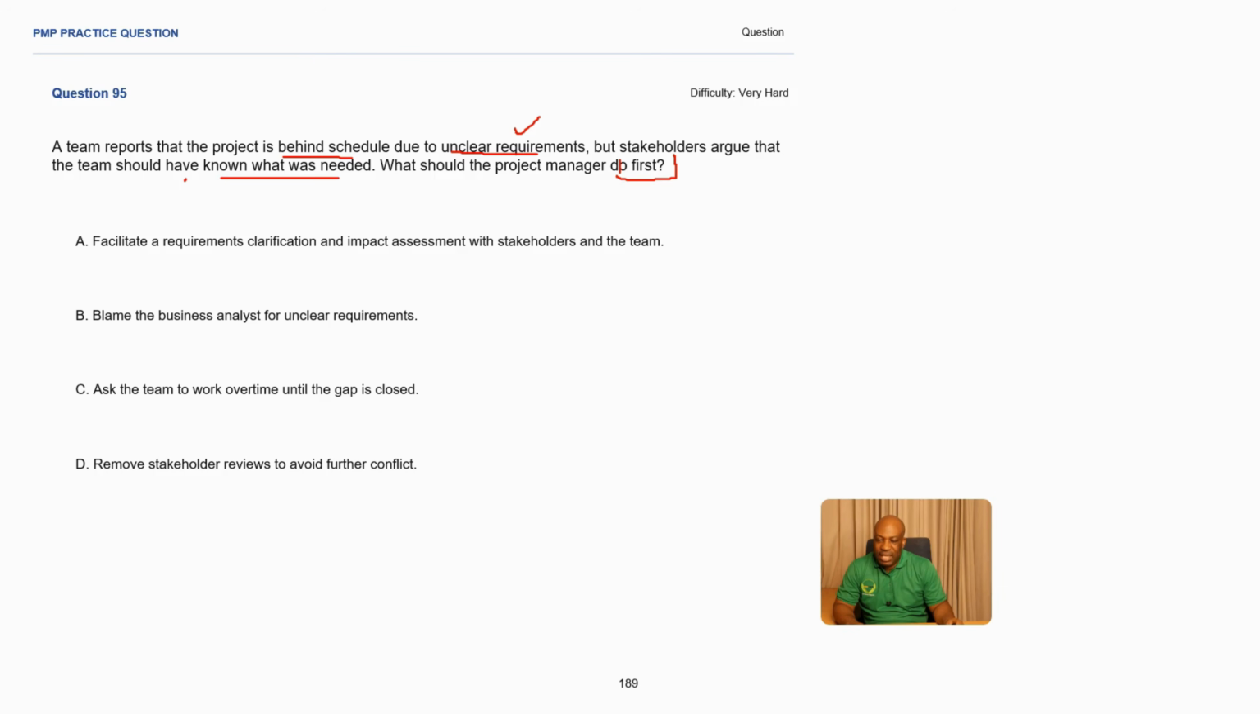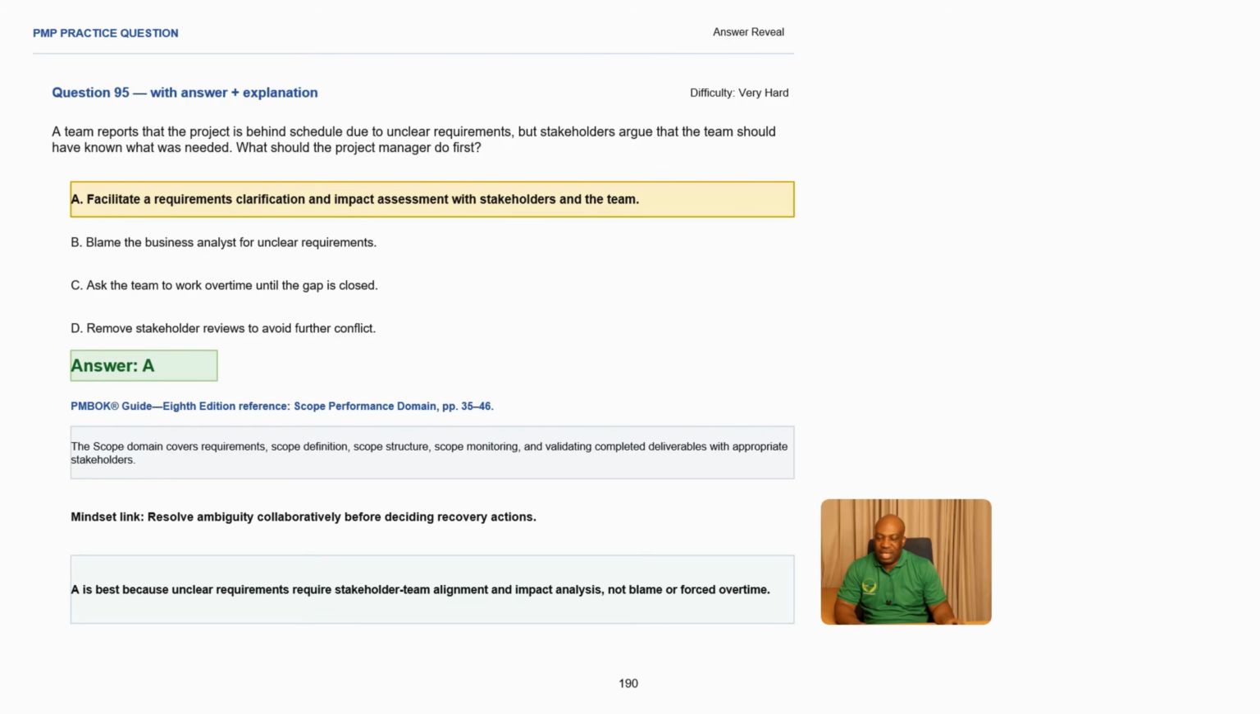A, facilitate a requirements clarification and impact assessment with stakeholders. I like the word facilitate. The moment you bring people together, you end up with a best solution. Blame the business analyst and unclear. Don't blame people in a project environment. This cannot be the answer. Ask the team to work overtime. Don't overwork your team in a project environment. Plan accordingly. This cannot be the answer. Remove stakeholder reviews to avoid further conflict. You don't remove reviews. They are very important feedback you're getting from the stakeholders, making this an incorrect answer. So the best answer here is A.